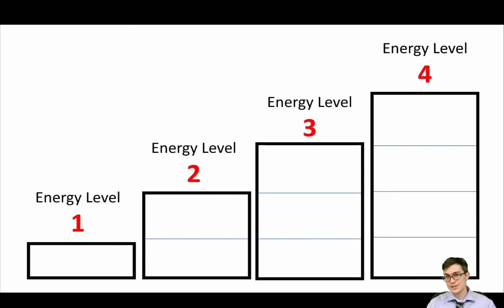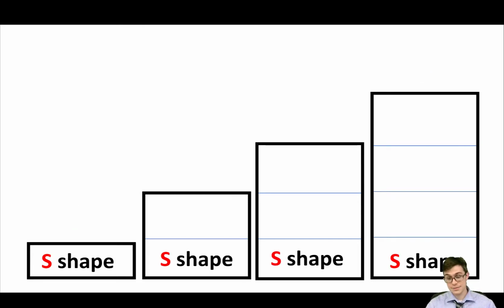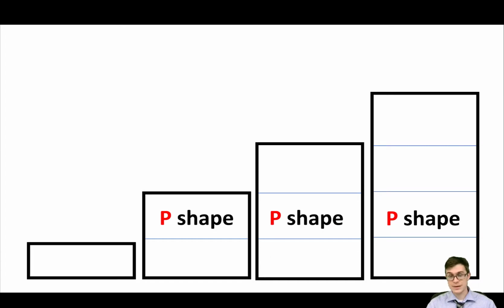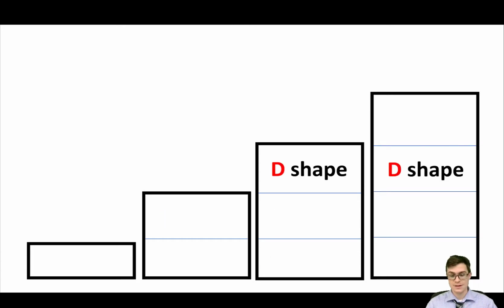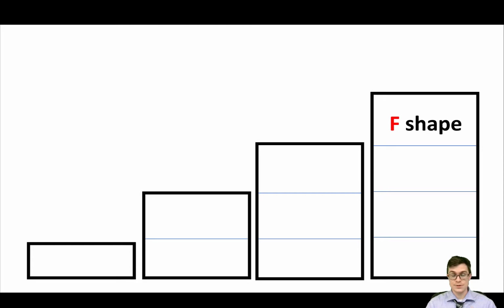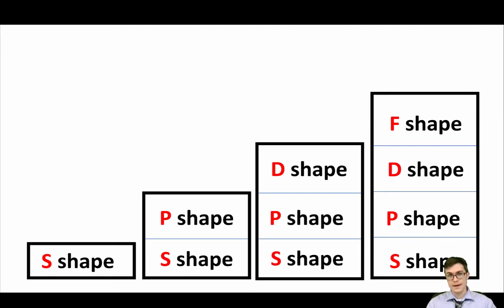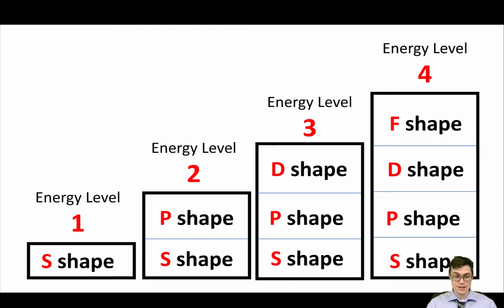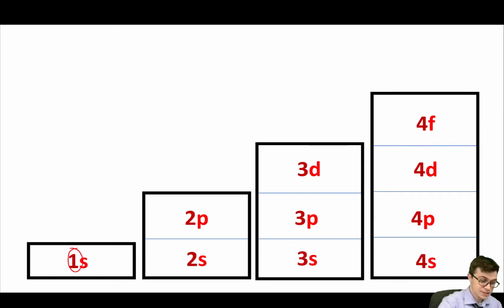In every energy level, they all have an S shape, but they don't all have a P shape. Energy level 1 doesn't have a P shape. Then D shape, F shape. So every time you gain an energy level, you also gain one extra kind of shape that you can make. And when you combine these, we say that this is the first energy level's S shape. And this is the third energy level's D shape. So 3D, that's what that means. So hopefully this should make some sense to you now.